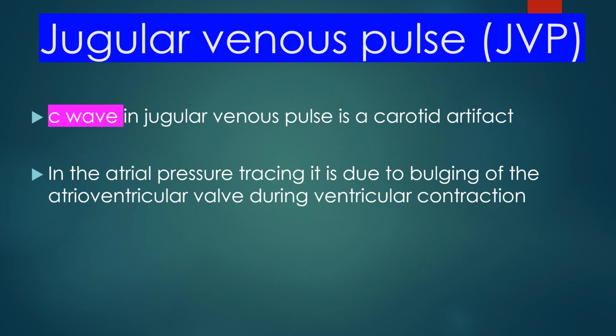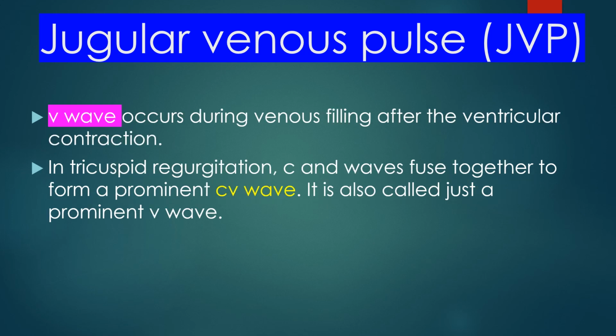C wave in jugular venous pressure is a carotid artifact. In the atrial pressure tracing, it is due to bulging of the atrioventricular valve during ventricular contraction. V wave occurs during venous filling after ventricular contraction. In tricuspid regurgitation, C and V waves fuse together to form a prominent CV wave. It is also called just a prominent V wave.